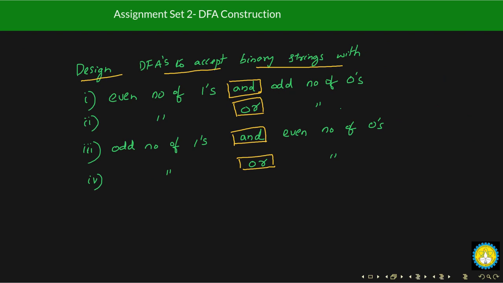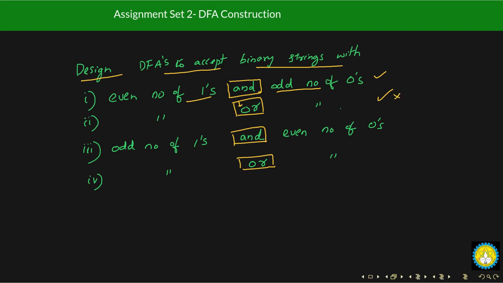So the assignments are to design a DFA to accept binary strings with an even number of ones and odd number of zeros. The question that we attended was even number of ones and even number of zeros. Here it is slightly different. You have to figure out a DFA to accept even number of ones and odd number of zeros. So the exact same question with an OR clause is asked here. Once you design this, it becomes very easy.